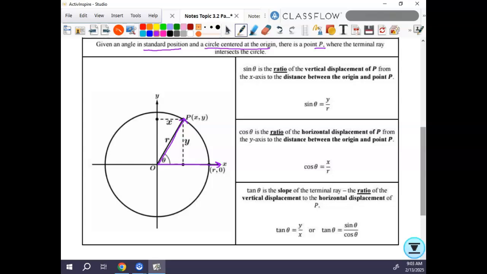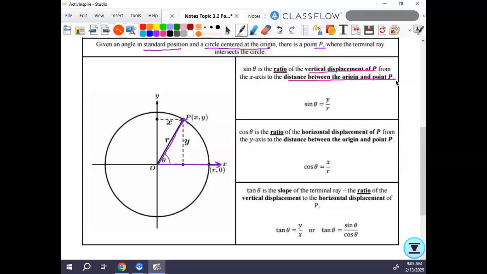Now here's where our terminology changes a little bit. It doesn't change, I mean, it's the same. It just probably gets a little bit more formal, or you probably haven't heard it this way, I guess is what I'm trying to say. So sine of theta is the ratio. So it makes a fraction. We know that. We even have talked about the fact that it's y over r when it's not just a unit circle. But look at the rest of this. It's the ratio of the vertical displacement of P from the x-axis to the distance between the origin and point P. Okay, so let's think about that.